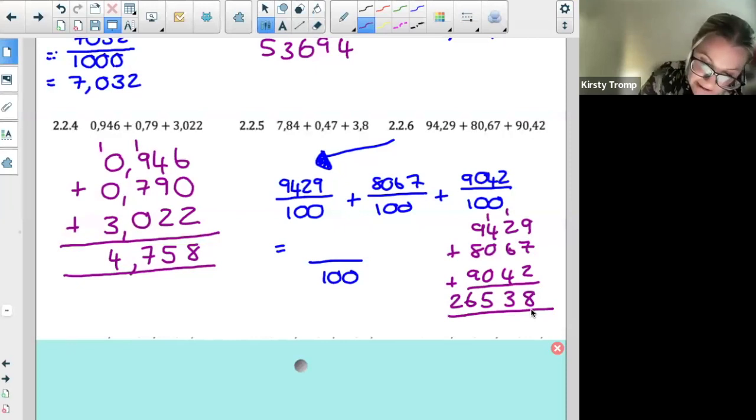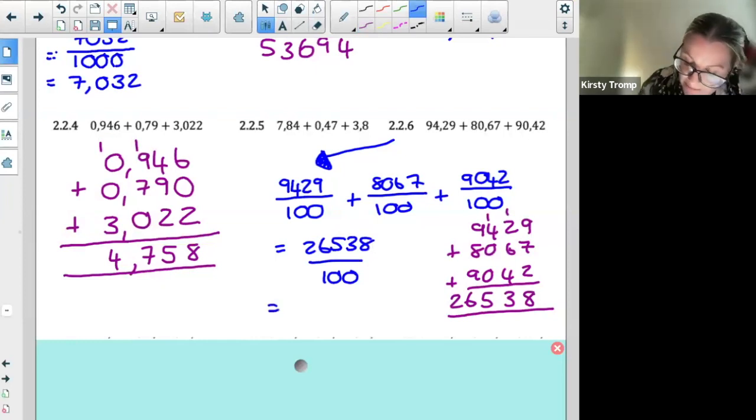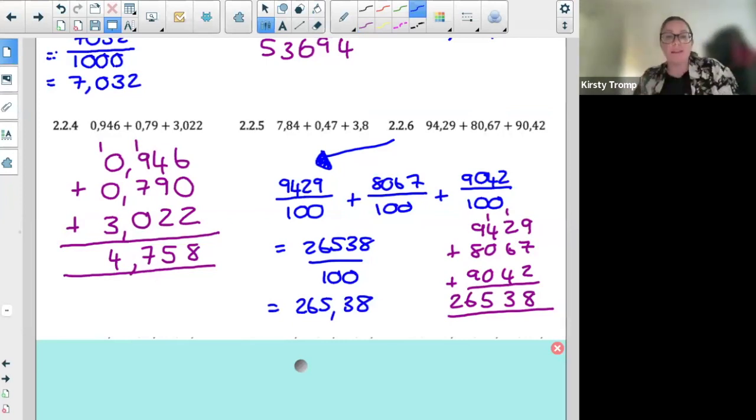All right. So I've got 2, 6, 5, 3, 8. Convert it into a decimal for me. It'd be 265.38. Amazing. Well done. Now, if you did it in columns, guys, you're going to get the exact same answer. If you did it in the way where you split the decimals and the whole numbers and you do it that way, you're going to get the exact same answer. Okay. Thank you so much.